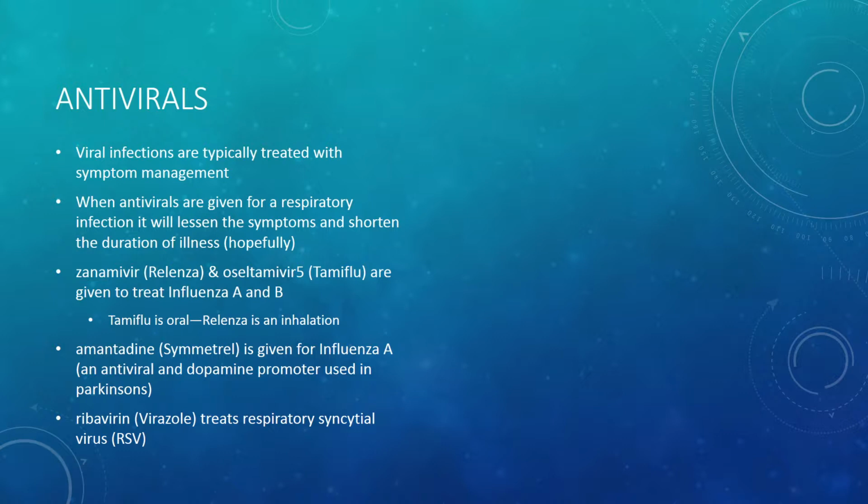Zanamivir, which is Relenza, and oseltamivir, Tamiflu, are given to treat influenza A and B. So Tamiflu is an oral administration and Relenza is an inhalation. Now, it's very important that if we are using these antivirals, they have to be given within 48 hours of the onset of symptoms. If they're given after that 48-hour window, they're proven to be very ineffective.